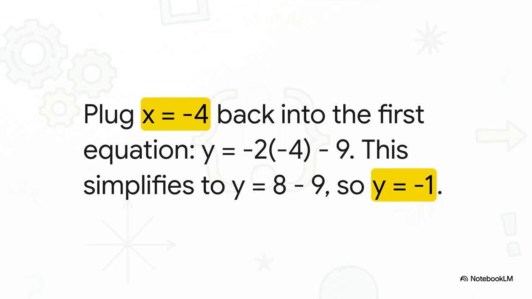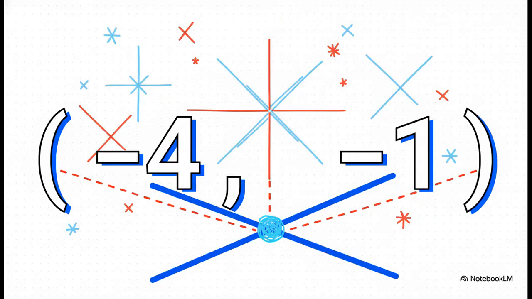We're so close. Now we just take that x equals negative 4 we just found, and we plug it back into that nice simple first equation. So y equals negative 2 times negative 4, that's a positive 8. Then 8 minus 9 is negative 1. And that's it. The second piece of the puzzle is found, y equals negative 1. So, putting it all together, our solution is the point negative 4, negative 1. That's the one and only spot on the graph where these two lines would actually cross each other.